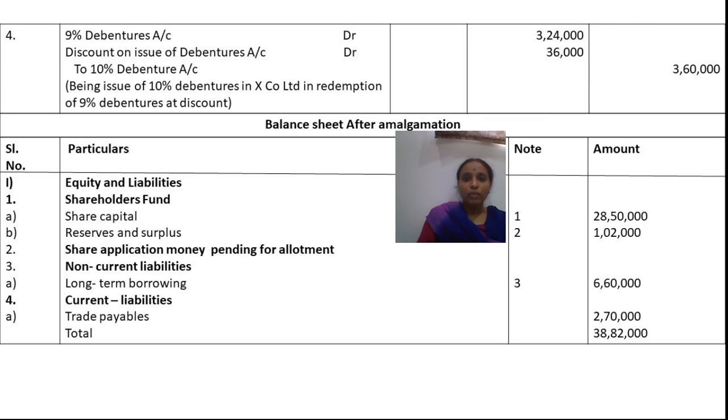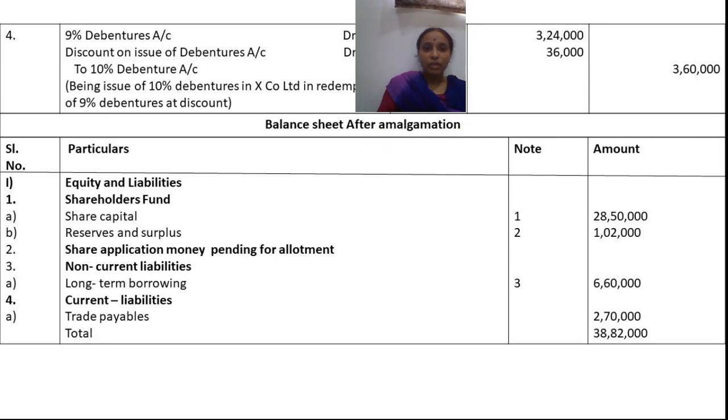Next we are going to prepare the amalgamated balance sheet, after taking over Y company by X company. So X company's balance sheet is: share capital 28 lakh 50,000, reserves 1 lakh 2,000, long-term borrowings. That means we are going to add whatever values we have taken from Y company and X company.